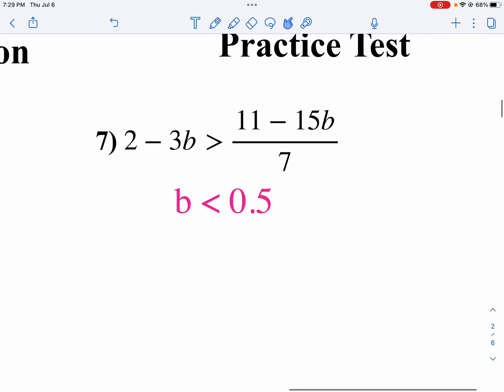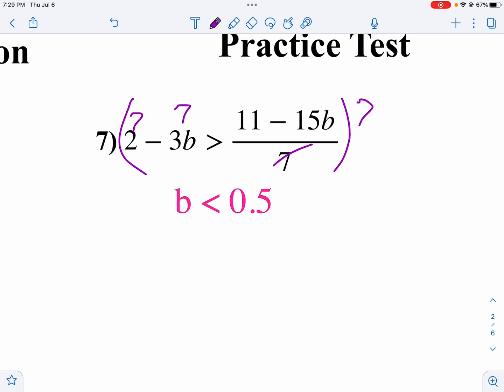Number 7, before I start doing anything, I think I'm going to clear my fractions. I don't like that 7. That makes it kind of confusing. So let's multiply by 7. On the right-hand side, my 7's reduced. But on the left-hand side, I'm going to multiply each of those by 7. So I'm going to get 14 minus 21b is greater than, my 7's reduced, 11 minus 15b.